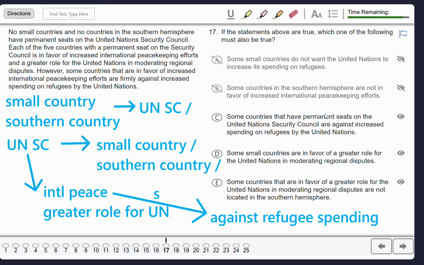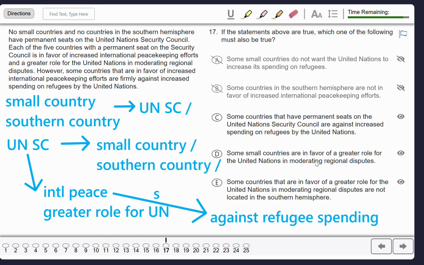Okay, let's look at C. Some countries that have permanent seats on the UN Security Council are against increased spending on refugees by the UN. Okay, it does look like there may be some connection here. So I'm just going to leave it alive. I'm not going to cross it off. I don't know if it has to be true or not. I'm not going to think too deeply about it, though. I'm going to keep looking for something that stands out to me. Let's move on to D.